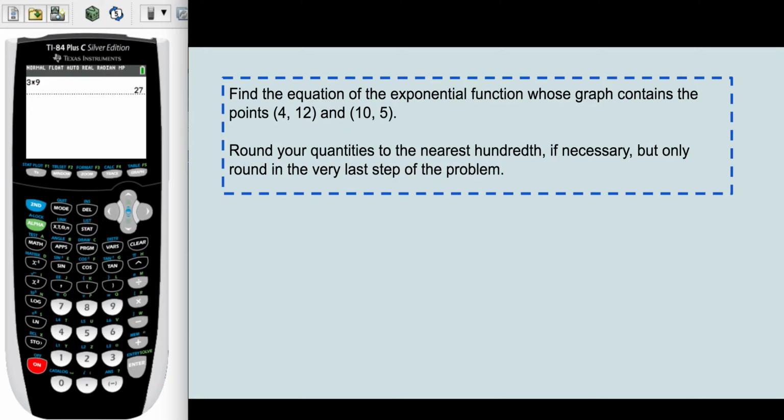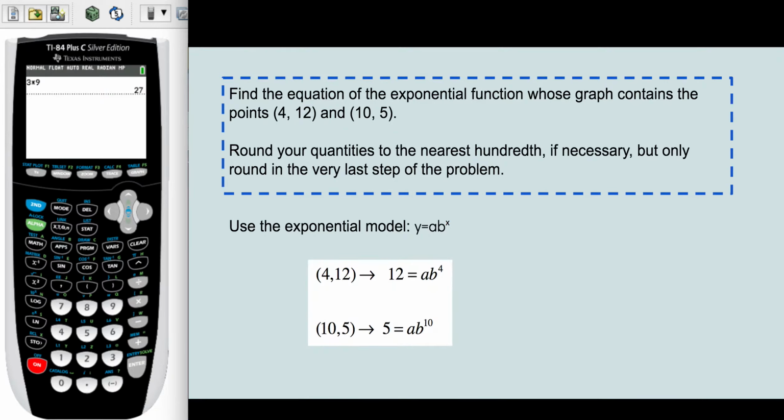I encourage you to pause the video, try to work your way through this problem, and then restart the video and check your results against what I get. Use the exponential model y equals ab to the x. We will plug in the points (4, 12) and (10, 5) individually to make two equations. (4, 12) gives us 12 equals ab to the 4th. (10, 5) gives us 5 equals ab to the 10th.